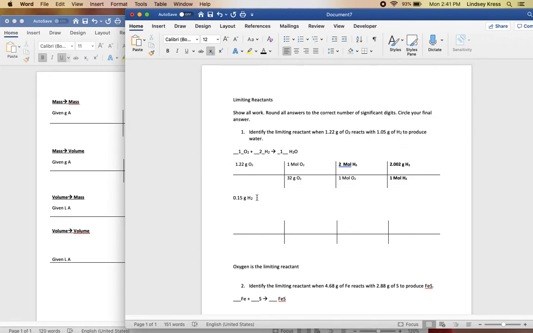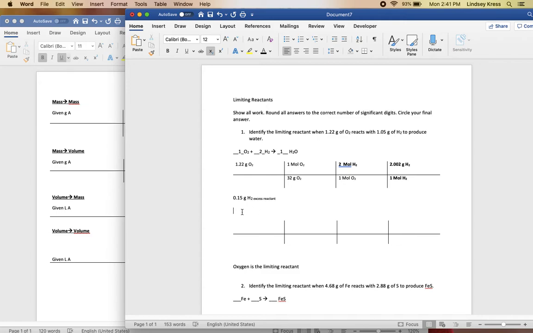Well, this number I need to compare to the amount of hydrogen that I was given. I need 0.15 grams. I have 1.05 grams. So what this is telling me is that I have more than enough hydrogen to get me through this problem. And what that means is that hydrogen is actually the excess reactant. So that's the one we have the most of.